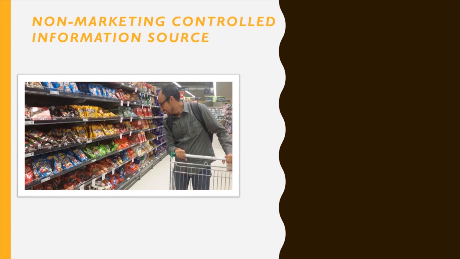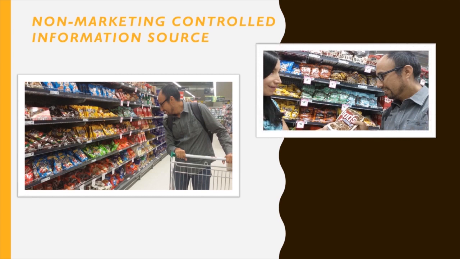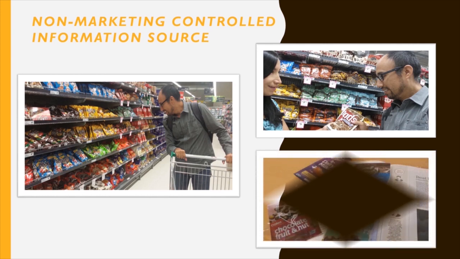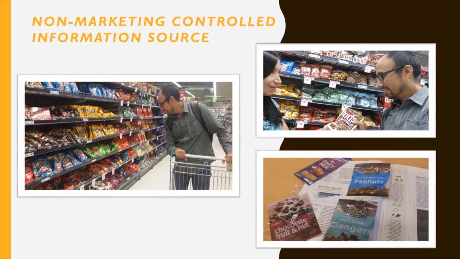For instance, when I do shopping, I usually tend to take a look at the confectionery section. And personal sources. In my personal case, my sister loves eating chocolates, and she always recommends new chocolate brands to me. And finally, public sources, such as chocolate consumer reports and chocolate magazines that I could get at the local libraries.